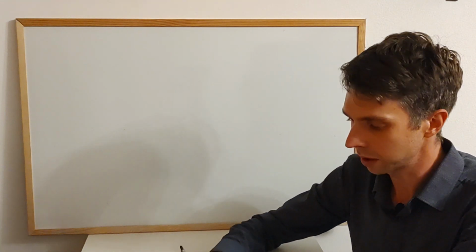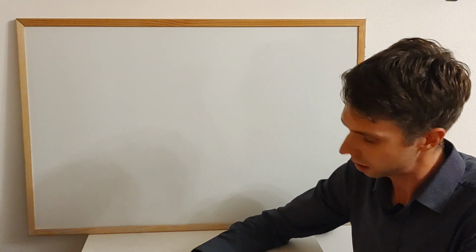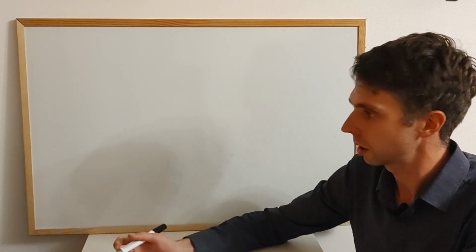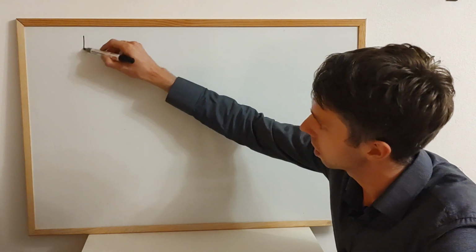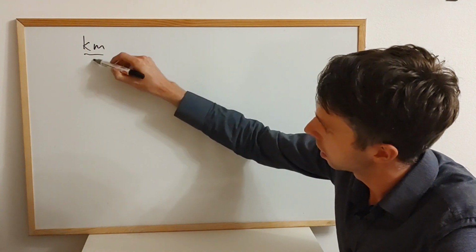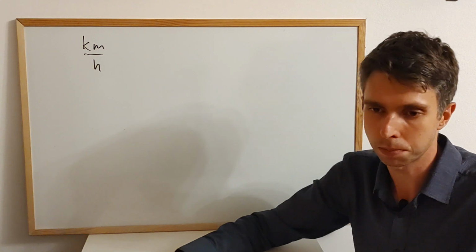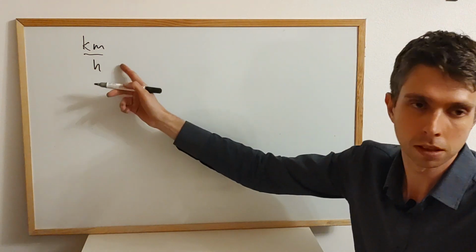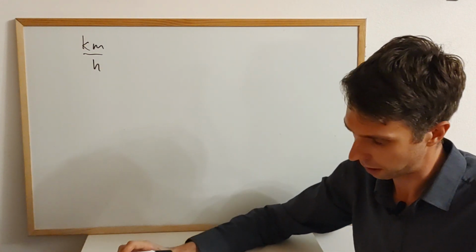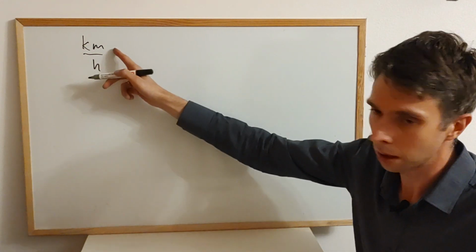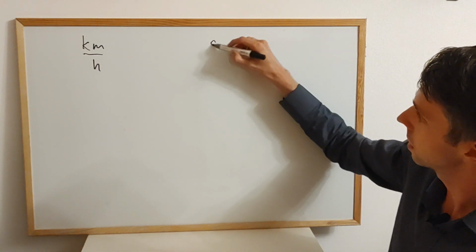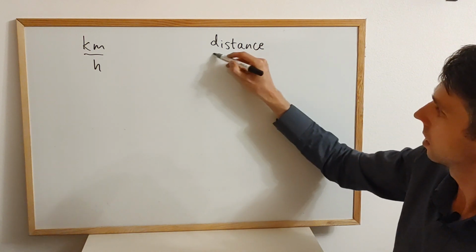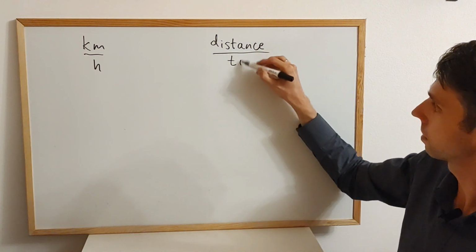Okay, let's start with a simple question. So, what is the unit of speed? So, speed is measured in kilometers per hour, or maybe in miles per hour, depending on where you live. But I live in Europe, so I will keep kilometers per hour. So, the kilometer is a unit of distance. Hours is, of course, the unit of time.